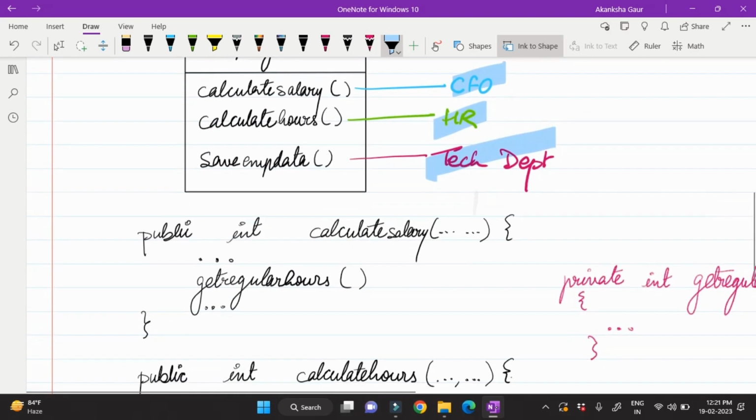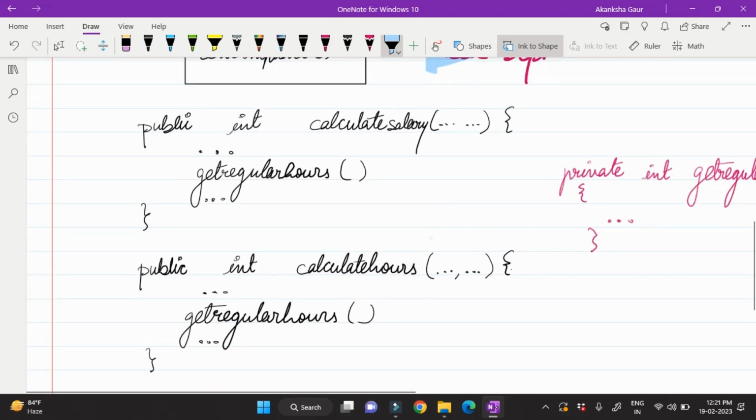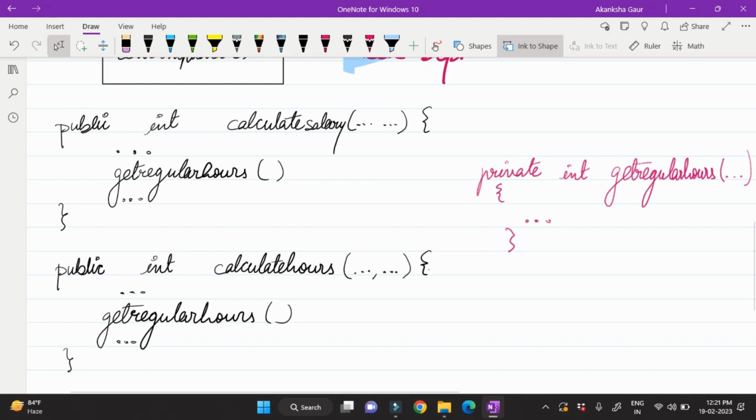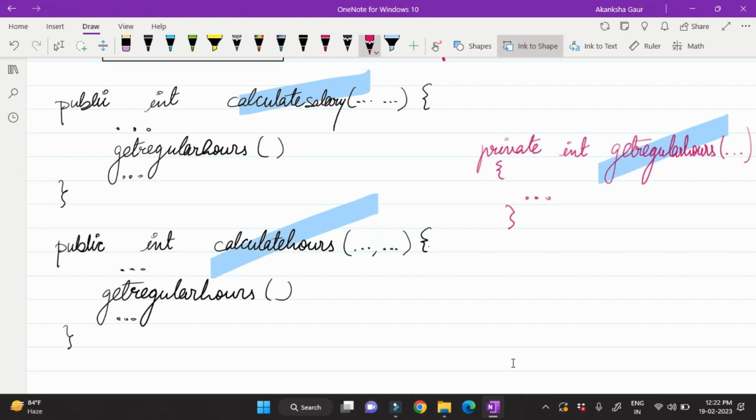Now let's imagine a scenario where we have 2 public methods. One is the calculateSalary method, and next is the calculateHours method. Now both these public methods are actually using a private method, that is the getRegularHours method. If there is any calculation change which is required by the CFO, this calculation will change in this class and it might require a change in the getRegularHours private function also.